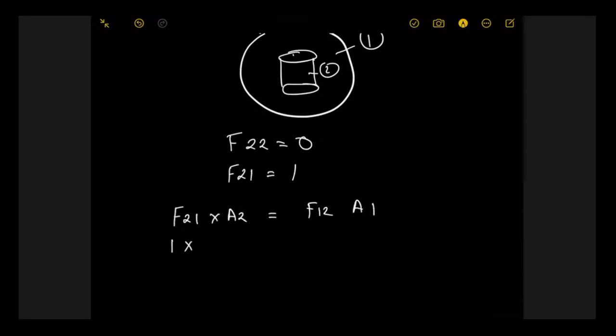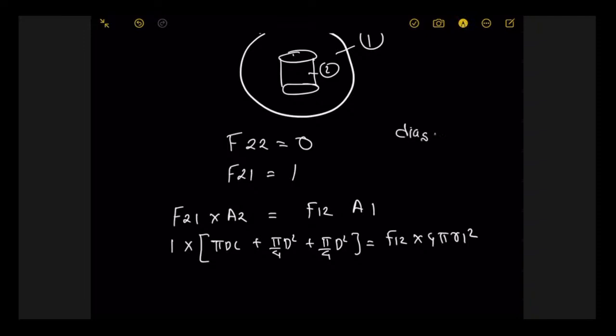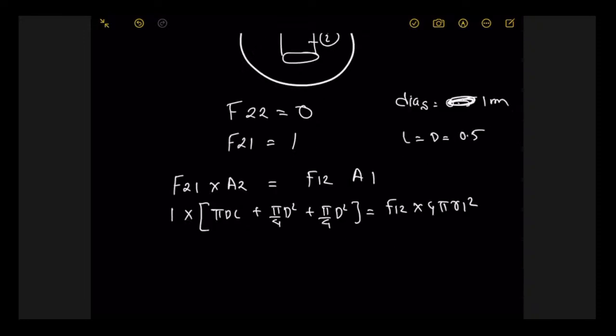So F21 into pi dl plus pi by 4 into d square plus pi by 4 into d square is equal to F12 into 4 pi r1 square. Now you take the assumption that the diameter of the sphere is 1 meter, since the sphere is inside, and length equals diameter equals 0.5 for the cylinder. So if you solve this, your F12 will come to 3 by 8. Solve this.